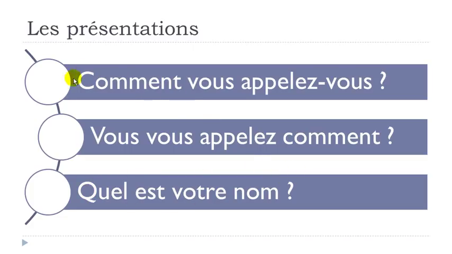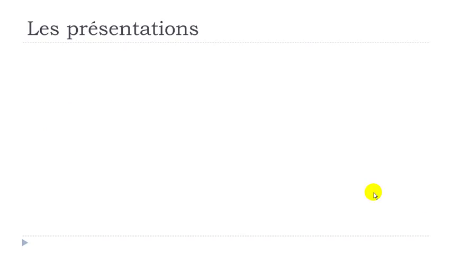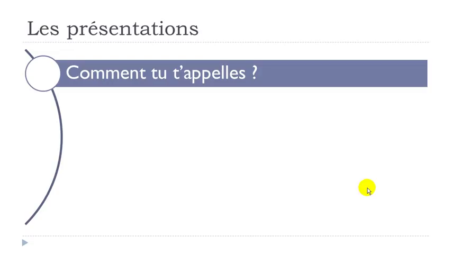So let's see them one more time. Comment vous appelez-vous? Vous vous appelez comment? Quel est votre nom? All right. In the first example, we've been using this vous form, so the polite form that normally we should use when we meet a person for the first time, okay? But then let's be frank, if you're young and if you're meeting other young persons, then you can use this tu form, so the less formal way, okay?